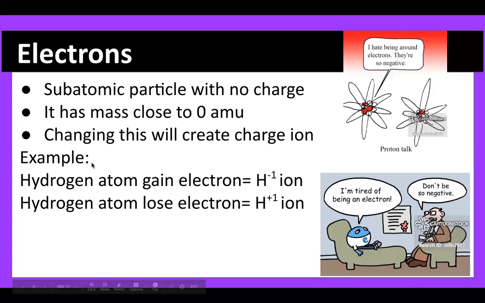So for example, a neutral hydrogen atom has the same number of protons and electrons. If you gain an electron, it becomes negative because an electron has a negative charge. If you lose an electron, you become positively charged because you lose the negative, okay?